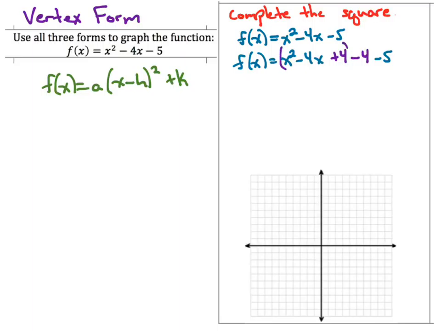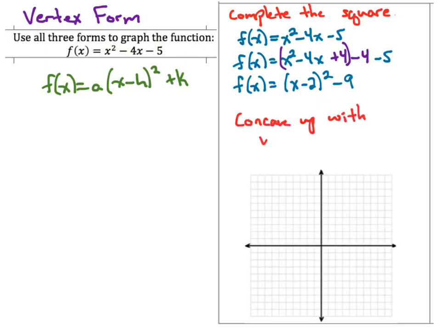And now I'm going to deal with just this part, and I'm going to take the square root of this. So I'll have f of x equals (x minus 2) squared, because that gives us this expression. And now I just have to deal with my -5 and -4, and that's going to give me -9. All right, now I have my h and my k. Oh, we also know that it's concave up because a is 1, positive, and we have our vertex of (2, -9). Remember, opposite of this and that.